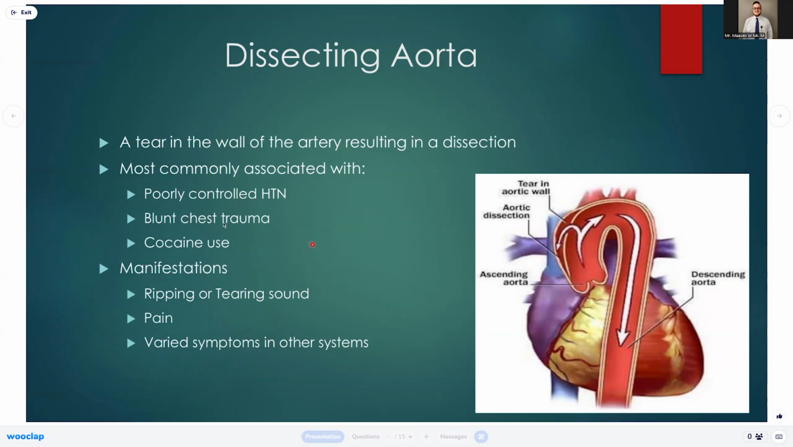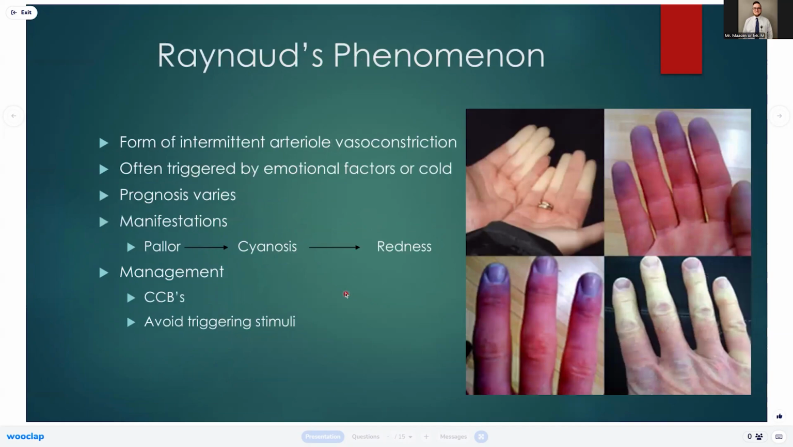Usually, again, hypertension, trauma, cocaine use, usually associated with pain. One thing that I'll highlight from this chapter is Raynaud's phenomenon, also called Raynaud's disease. Raynaud's phenomenon is this intermittent vasoconstriction. Raynaud's phenomenon is associated with peripheral arterial disease. It's a possibility. So if someone has Raynaud's, they have a degree of PAD in some form or fashion.